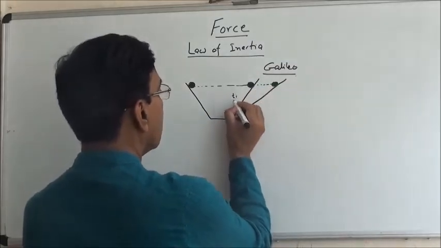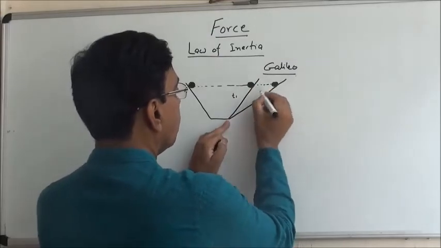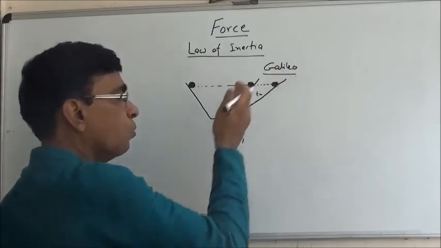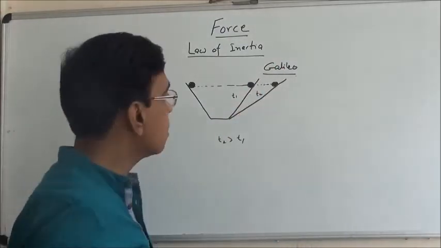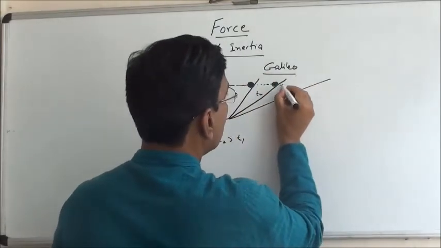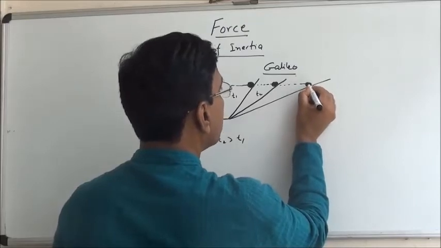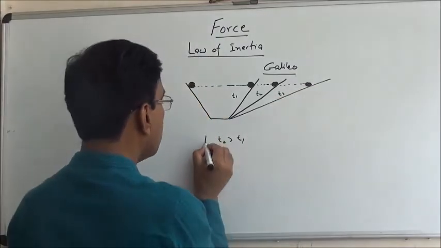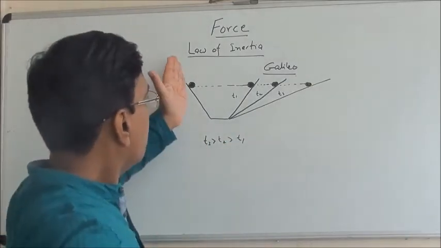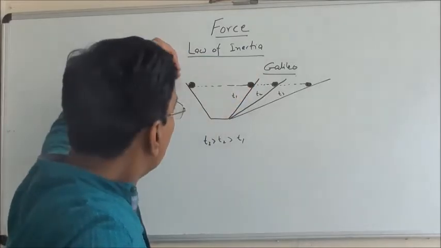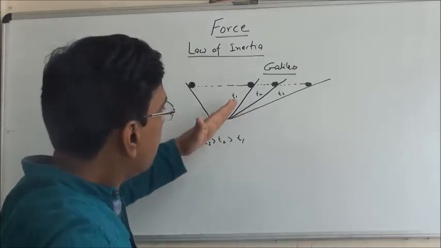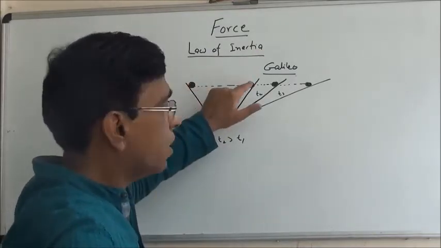So if it has taken time t1 to reach here, then for this one the time is t2, and t2 is more than t1. It takes more time now because it is covering more distance. If we further reduce it, still it reaches up to the same height, but the time taken is further increased. So what he was doing: a ball rolling down an inclined plane, then on the other side of the plane it rises, and then it stops at the same height.